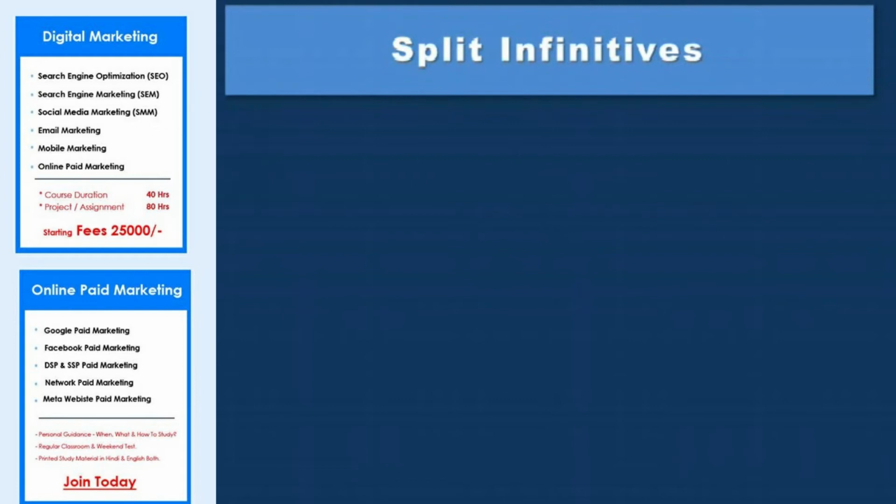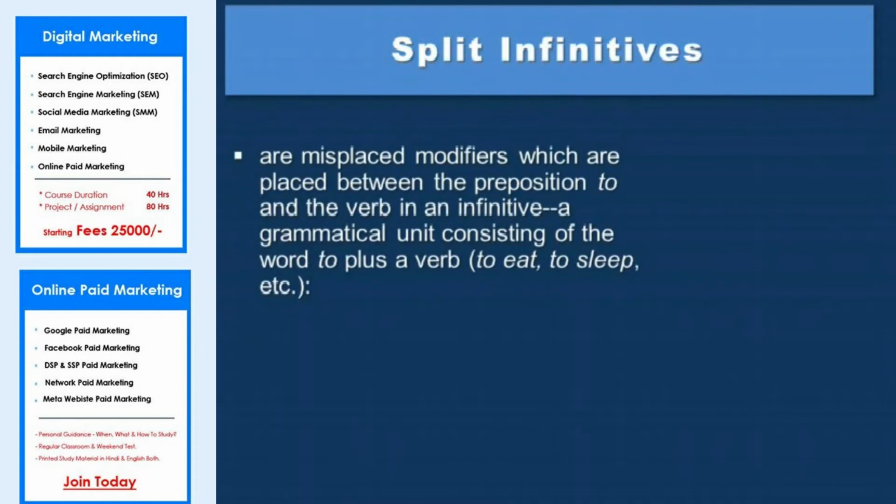So, what are split infinitives now? These are misplaced modifiers which are placed between the preposition to and the verb in an infinitive. A grammatical unit consisting of the word to plus a verb. For an example, to eat, to sleep, etc. Let's look at the sentence.